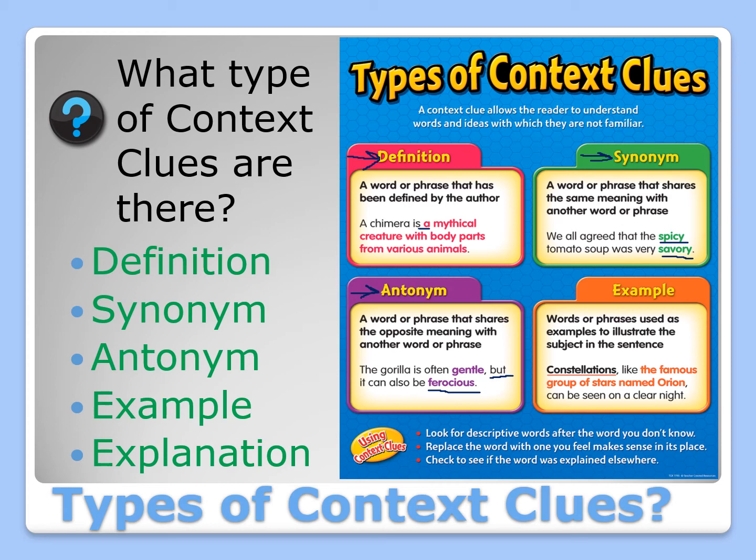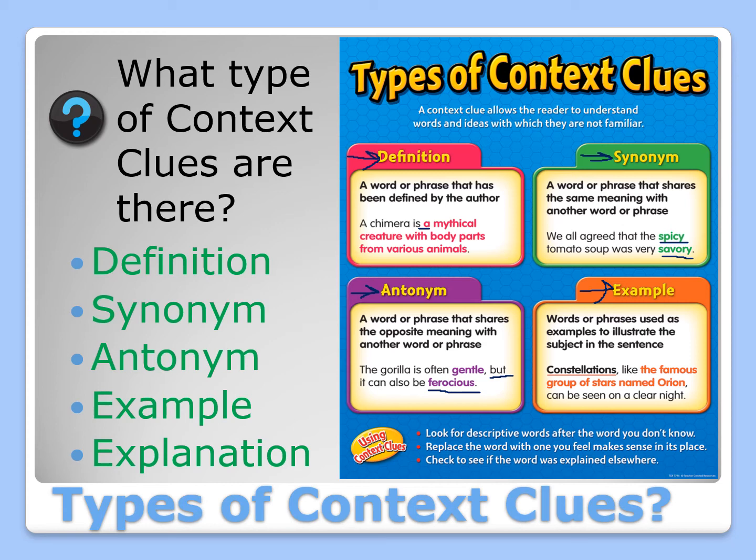Let's move on to the next one, an example. Authors love to use examples, okay? Examples are words or phrases that illustrate the subject in the sentence, okay? Let's look at this example here. Constellations, like the famous group of stars named Orion, can be seen on a clear night, okay?